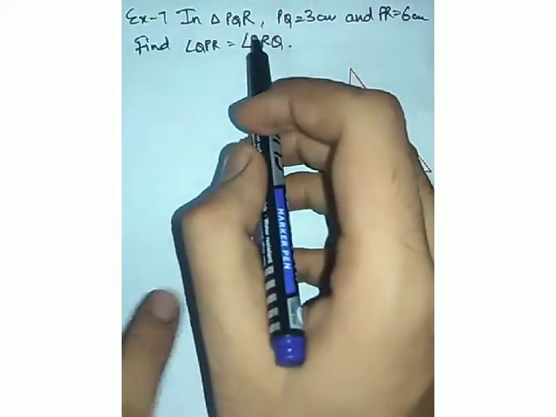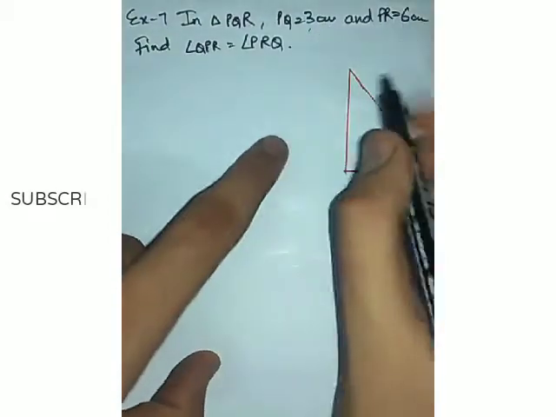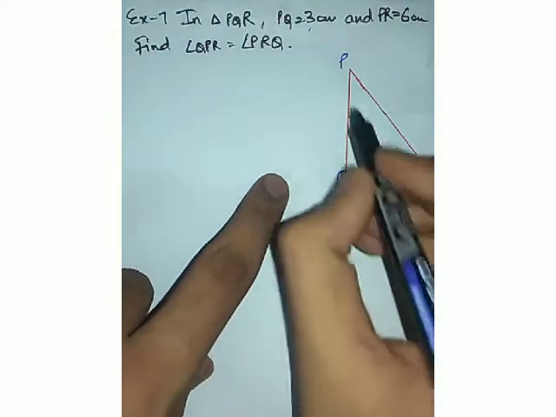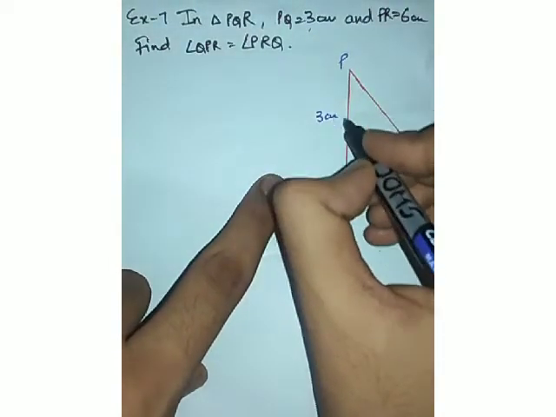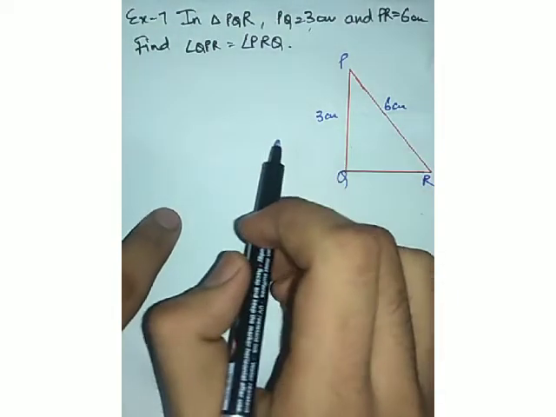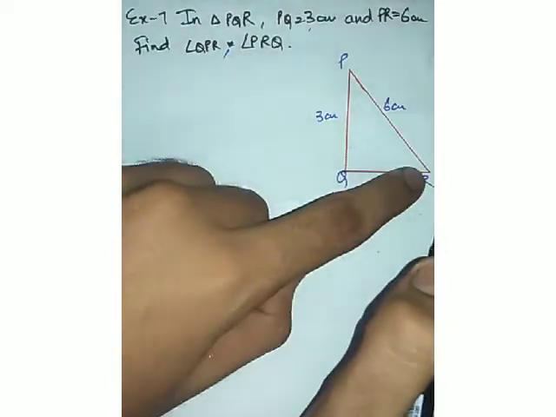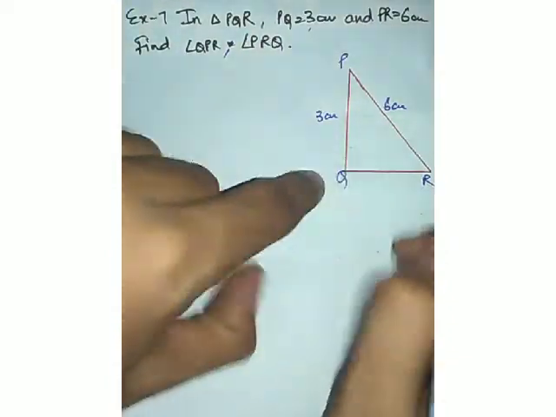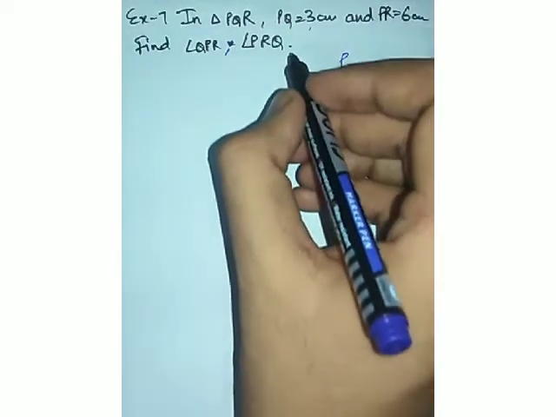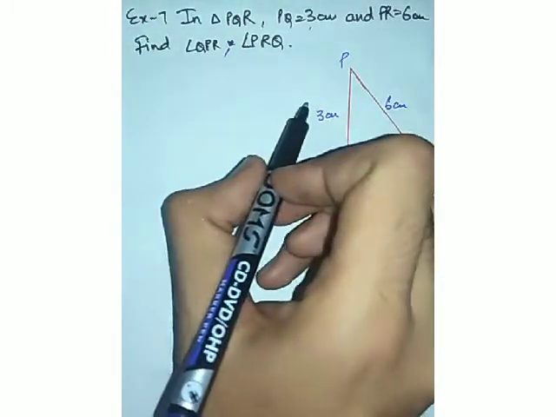This is the statement of the next example. In triangle PQR, PQ is equal to 3. So let's firstly make the triangle PQR, and PQ is 3 centimeter already given, and PR is equal to 6 centimeter. That's also given. We have to find angle QPR and angle PRQ. Now angle Q is a right angle. It's also given in this statement because it's written that right angled at Q. So angle Q is 90 degree. We have to find the other two angles.